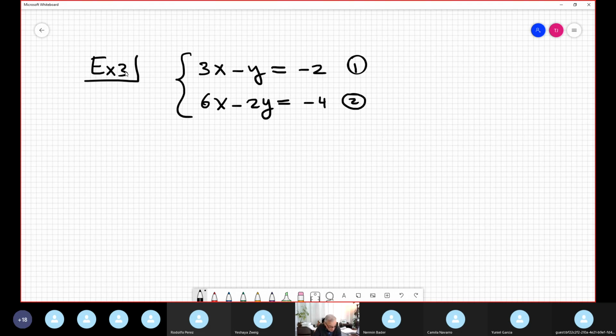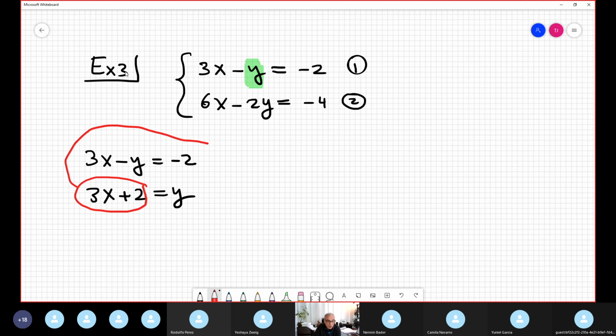Okay, nice. One more time, I can do it by substitution because I see that for this y, the coefficient is -1. So I take this equation, 3x minus y equals -2, and you solve for y. 3x plus 2 equals y. Now, you take this expression and substitute it in the other equation in the y place here. Entonces, 6x minus 2, parentheses, no y anymore, it's 3x plus 2, equal -4.